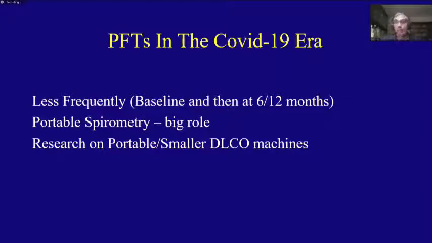I would probably get a vital capacity done every 3 to 4 months in our patients in the first 1 year. I'd probably come down now to 6 to 12 months. And portable spirometry, I think, is going to play a big role. And we're going to see more machines in this space. And I think we're going to be in a situation where we're going to actually tell our patients to keep a portable spirometer and monitor their FVCs, just like we give peak flow meters to our asthmatics.